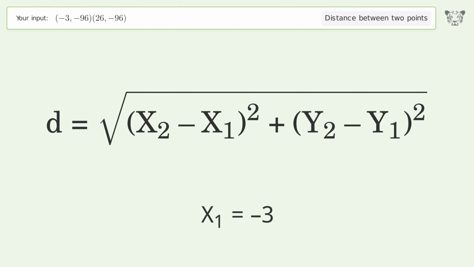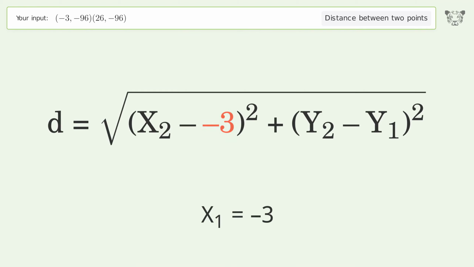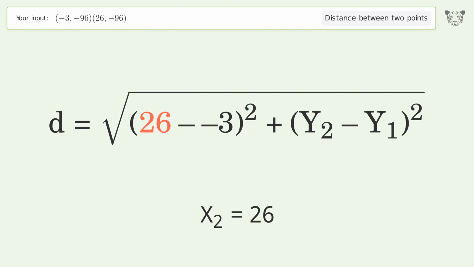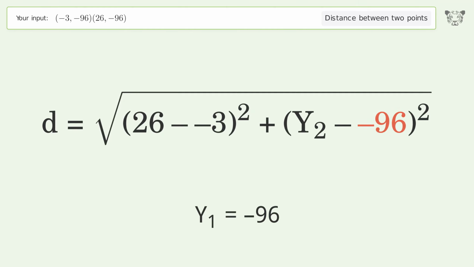x1 equals -3. x2 equals 26. y1 equals -96. y2 equals -96.